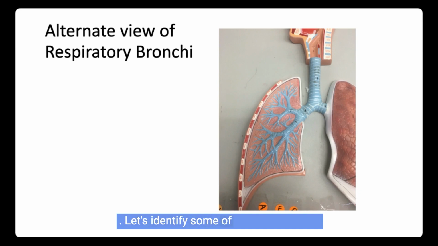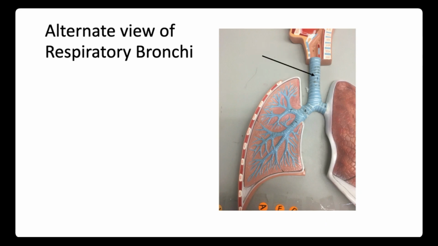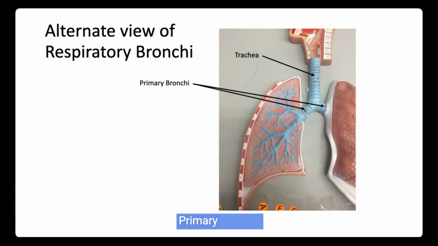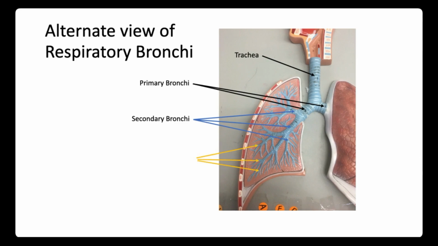Let's identify some of these landmarks. How about right here? That's right. Trachea. How about here? Primary bronchi. What about here? Good. Secondary bronchi. What about here? Good. Tertiary bronchi.